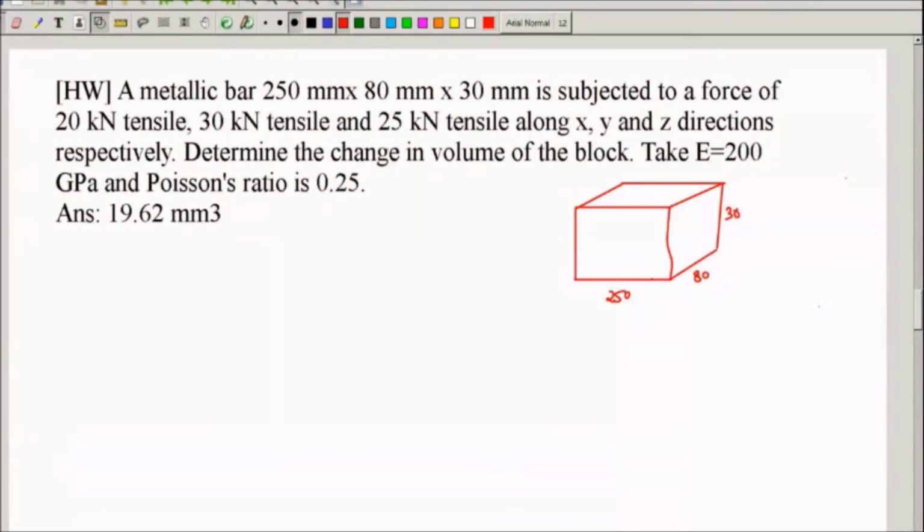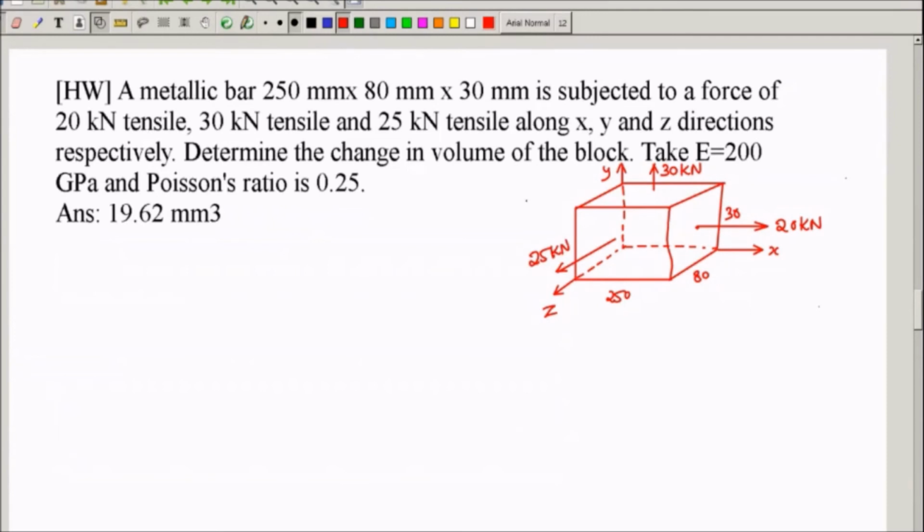It is subjected to a force of 20 kilonewton tensile along x direction. Let us say this is my x direction and this is y direction, and this is z direction. So 20 kilonewton load tensile means it will be here like this. This is 20 kilonewton. 30 kilonewton tensile load along y direction means it will be like this. This is 30 kilonewton load. And 25 kilonewton load along z direction means it is somewhere here like this on this face. This will be 25 kilonewton.